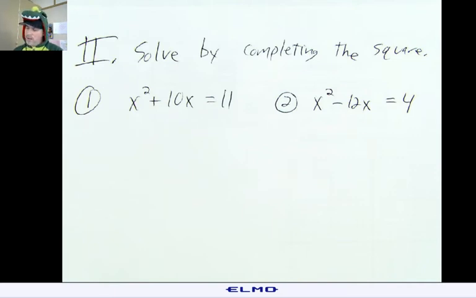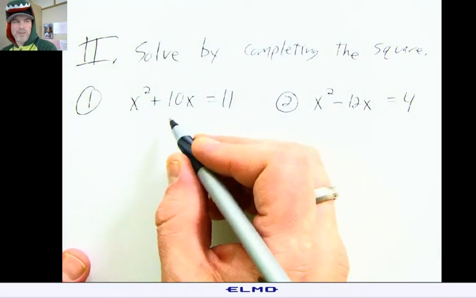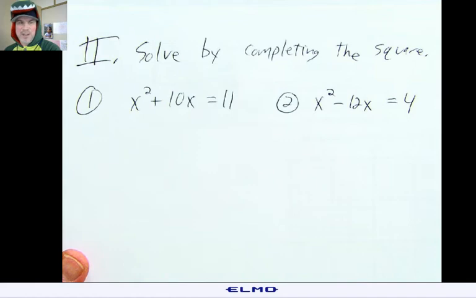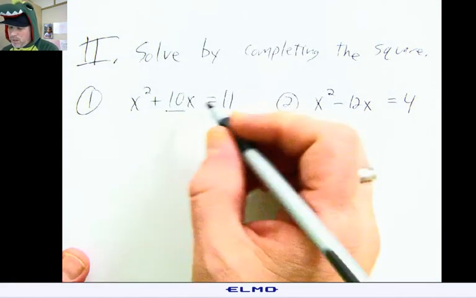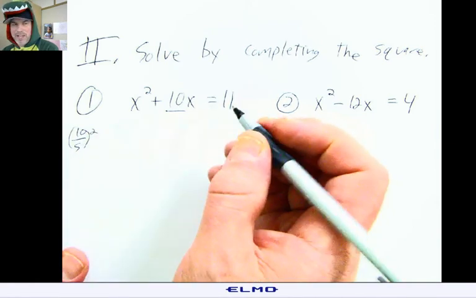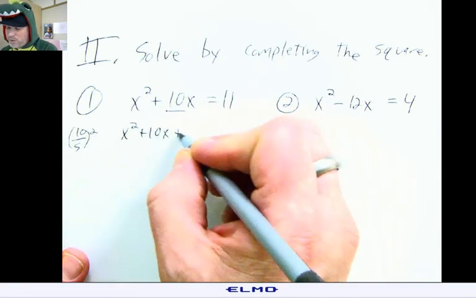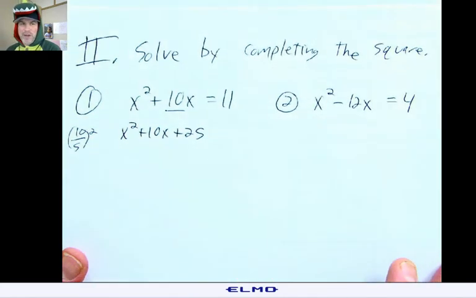Okay, I'm going to set up the perfect square trinomial. Now, this is how it's different than part one. I take the 10 divided by 2, I get a 5, I square it, I get 25. That means if I want to set up a perfect square trinomial, I need to add 25.